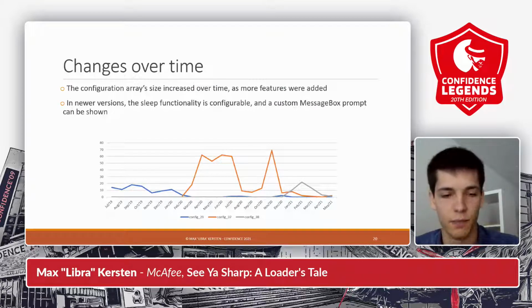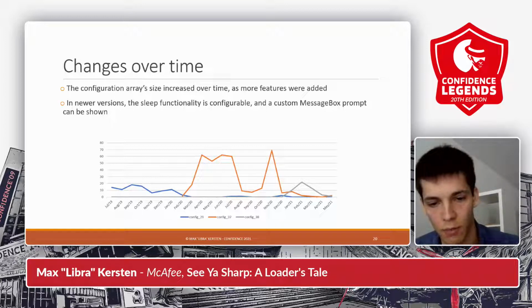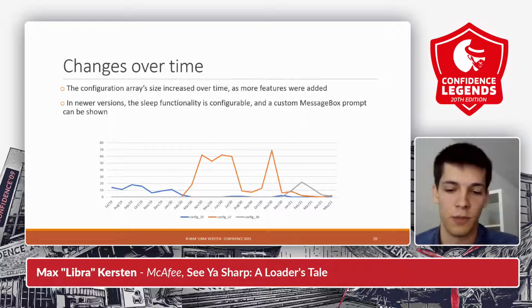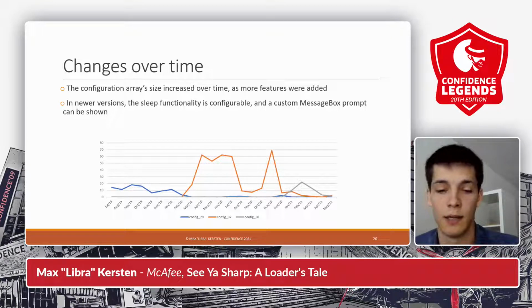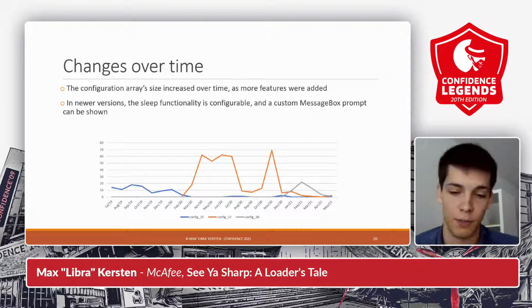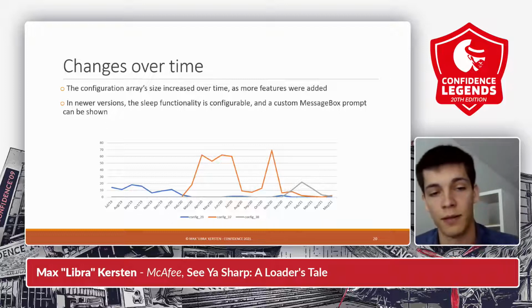So the loader itself, like a lot of malware, changed over time. And what we mostly have seen is that the configuration array size has increased. So in the graph below, you can see that config 29, config 37, and config 38 are blue, orange, and gray respectively. And we can also see clearly how one version died out and the next one was used. Be it that for example in December 2020, we can still see some samples of config 29, but the majority of its usage was way before that.